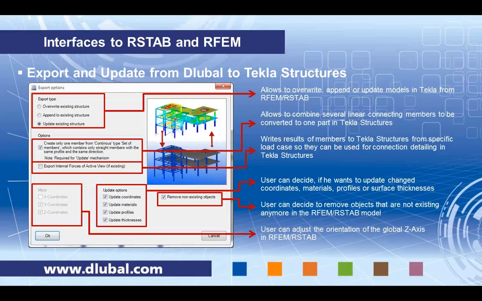We keep this information by means of so-called set of members where we can combine several linear connecting members to one major big member. And we refer our data exchange to this, what you might also call physical members inside Tekla Structures. So when I update the model, I get one big girder as I would like to have it in Tekla Structures instead of 3 individual members. We will see this also later.